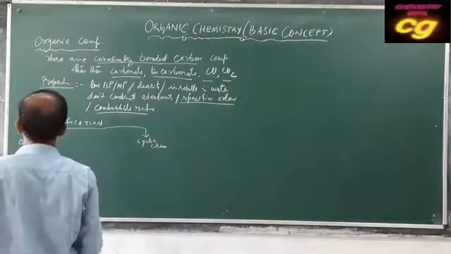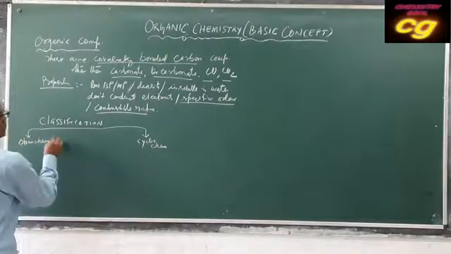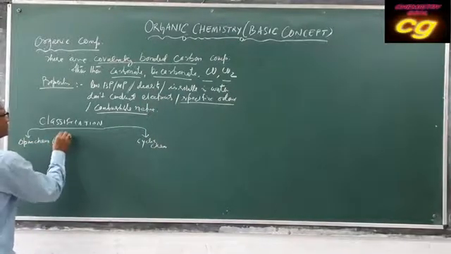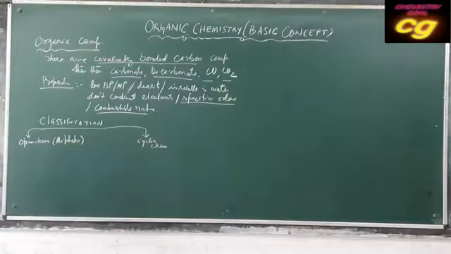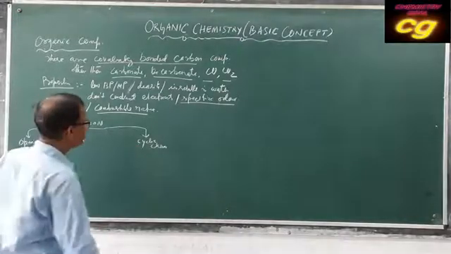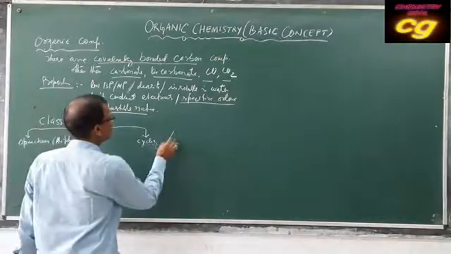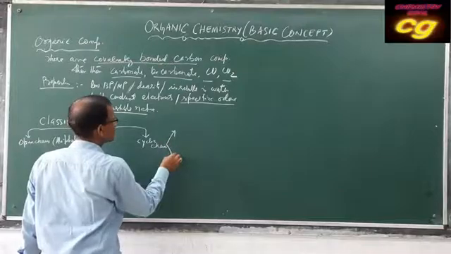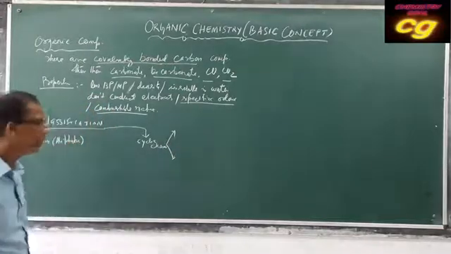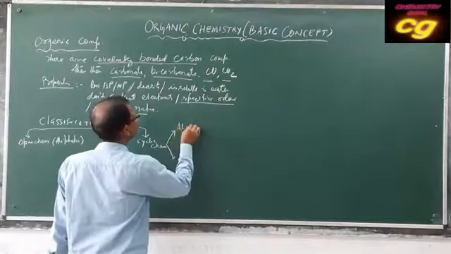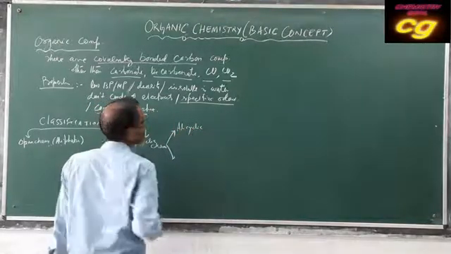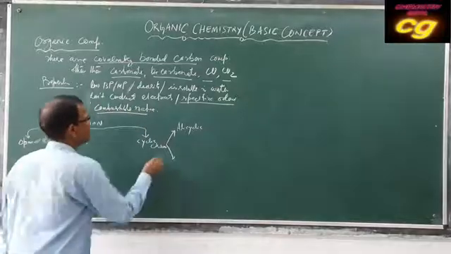So that is open chain. Open chain compounds are also called aliphatic compounds. And cyclic compounds are again of two types: one is alicyclic, another is aromatic.